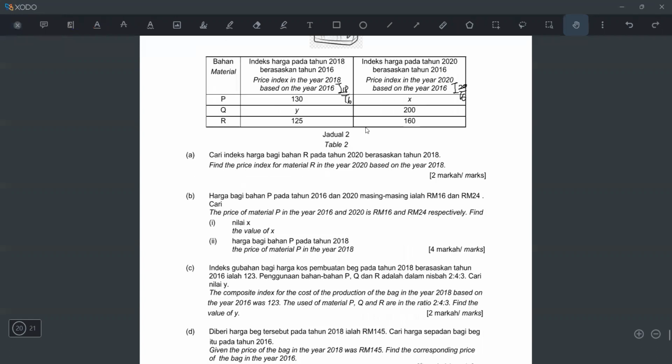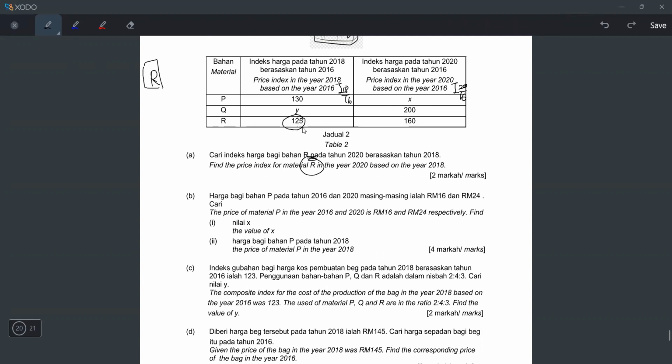So how to find the price for material R? They mentioned R, so I have to be careful. It means I have to make sure everything I do is about R1. So I can use this info, I can also use this info. But they want the I, the price index, for 2018 based on 2020. So how to do? Can you help me?